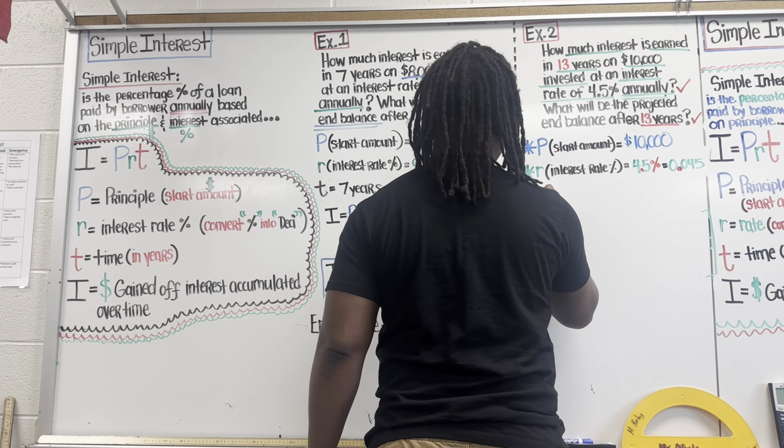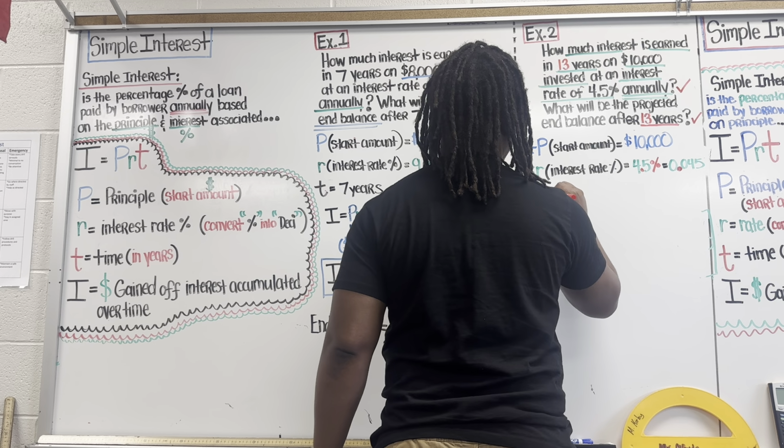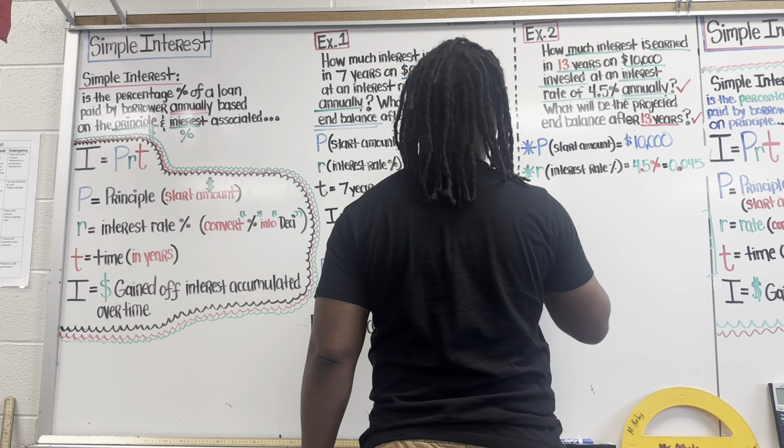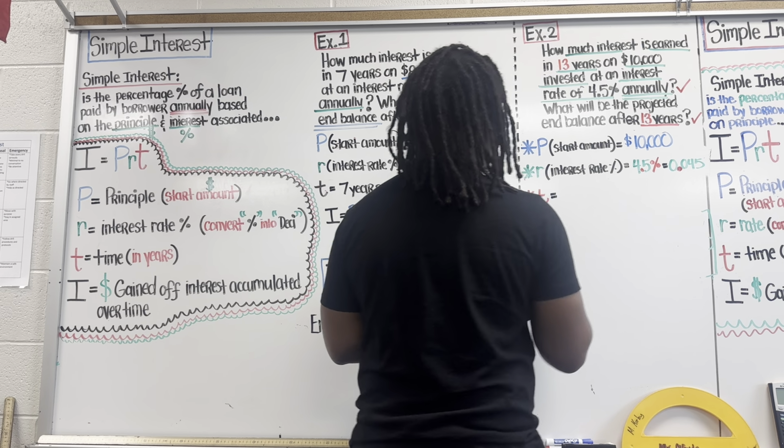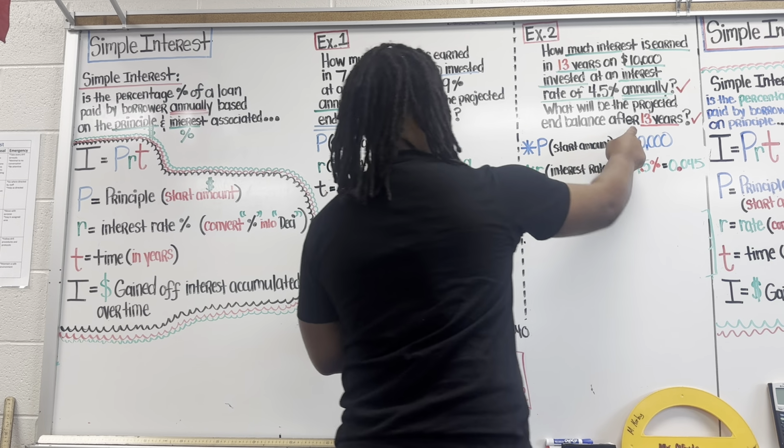Remember, time is only represented in years because simple interest only occurs annually, right? Once per year. So we only can represent time in years, and the amount of years is 13.